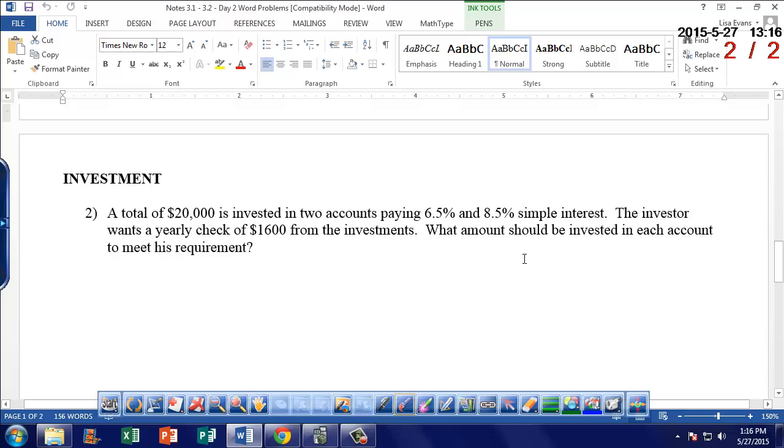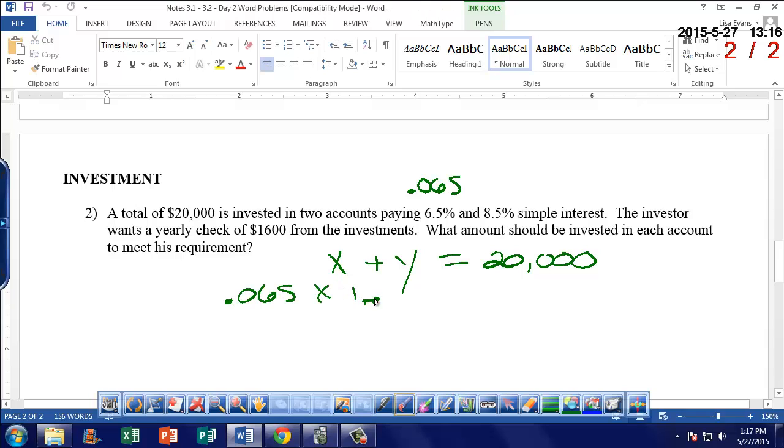Okay, welcome back. Let's try an investment problem. It says a total of $20,000 is invested into 2 accounts, paying 6.5% interest and 8.5% interest. The investor wants a yearly check of $1,600 from the investments. What amount should be invested in each account? So we know that we have money that's going to add up to $20,000. We know that one of them is 6.5%, so you need to change that to 0.065.